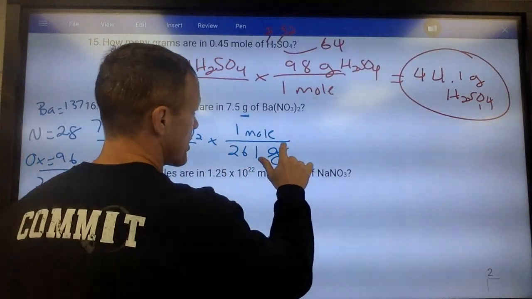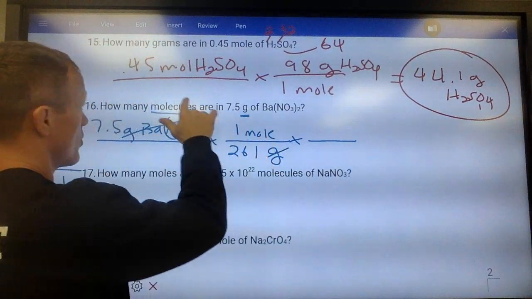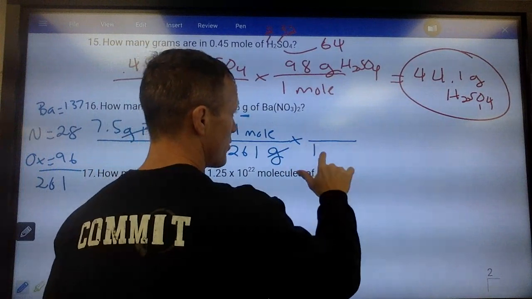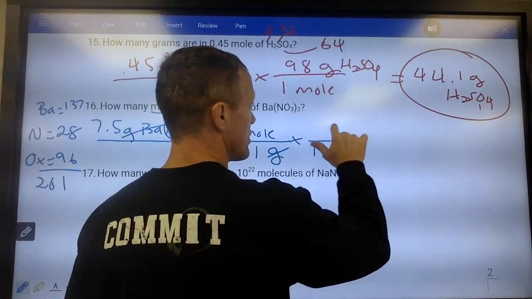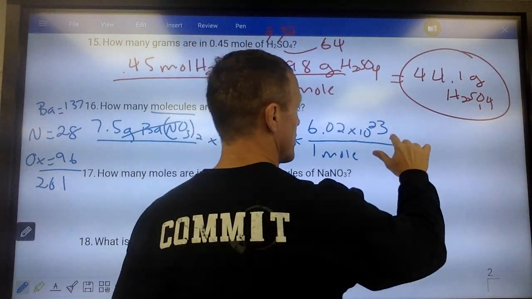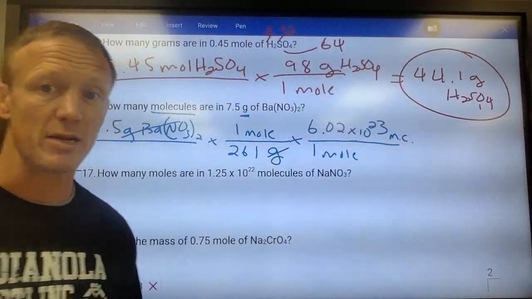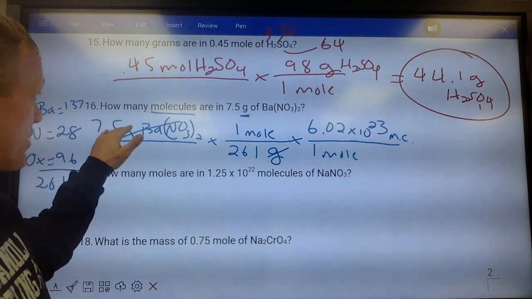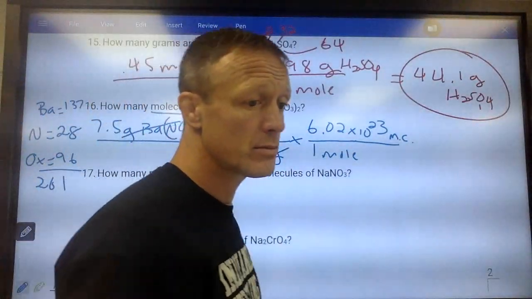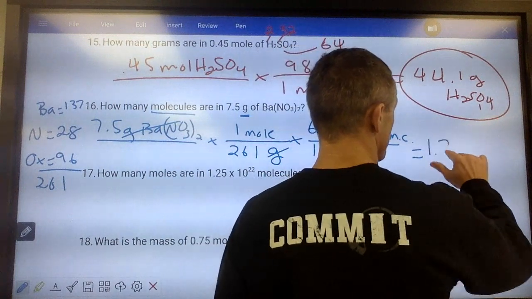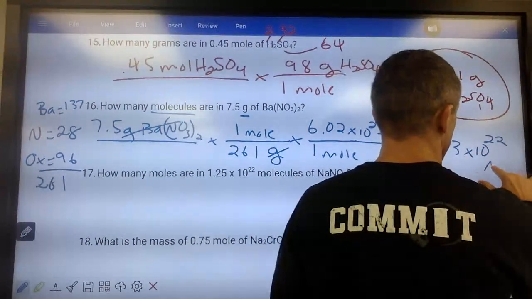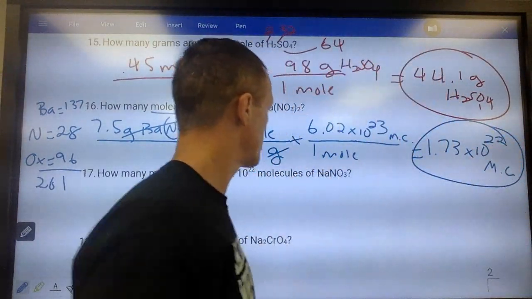That label cancels with that. We don't want to finish with moles, so we want to finish with molecules. Molecules is like atoms, a whole bunch of them. So 1 mole goes on bottom now. My other thing that a mole is equal to is Avogadro's number of molecules in this case, because we are dealing with a compound. A lot of times for molecules, I'll just put MC. So we're going to multiply 7.5 times Avogadro's number divided by 261. A couple decimal places is good. 1.73 times 10 to the 22nd molecules.